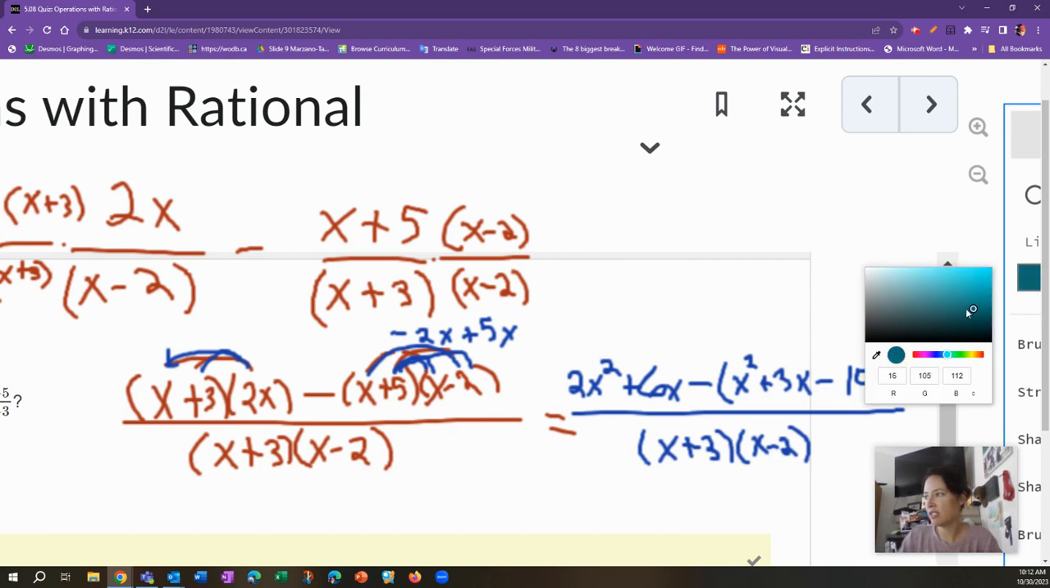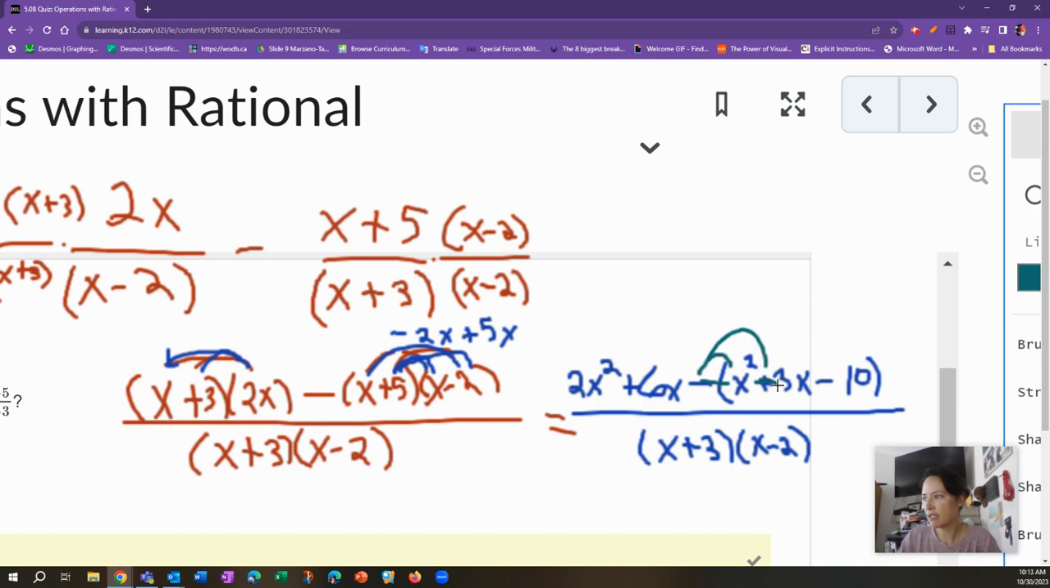Let's go to green, teal works. Okay, so I'm going to distribute. This is going to become minus x squared minus 3x plus. And now we'll have 2x squared minus x squared, so then it becomes just 1x squared. 6x minus 3x, so we should get positive 3x, and then plus 10.